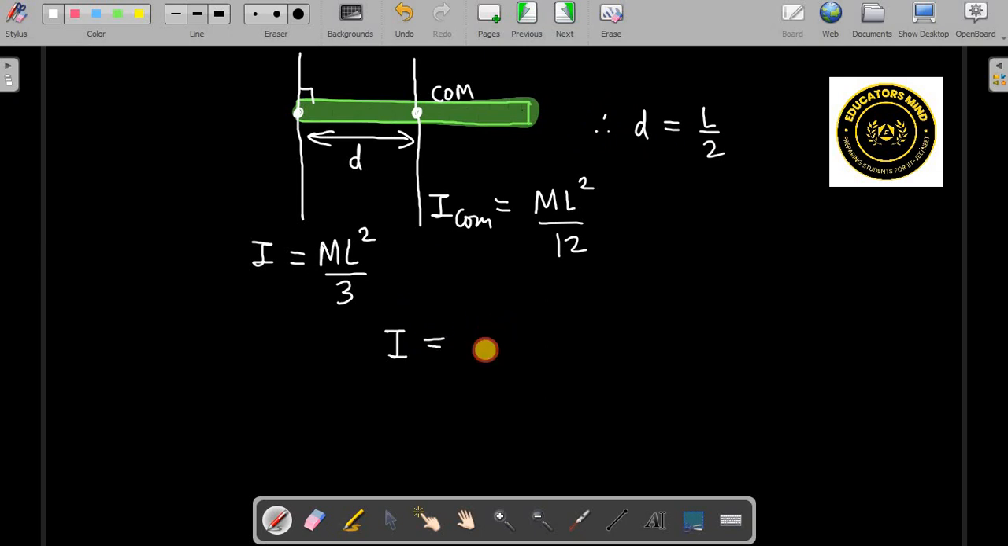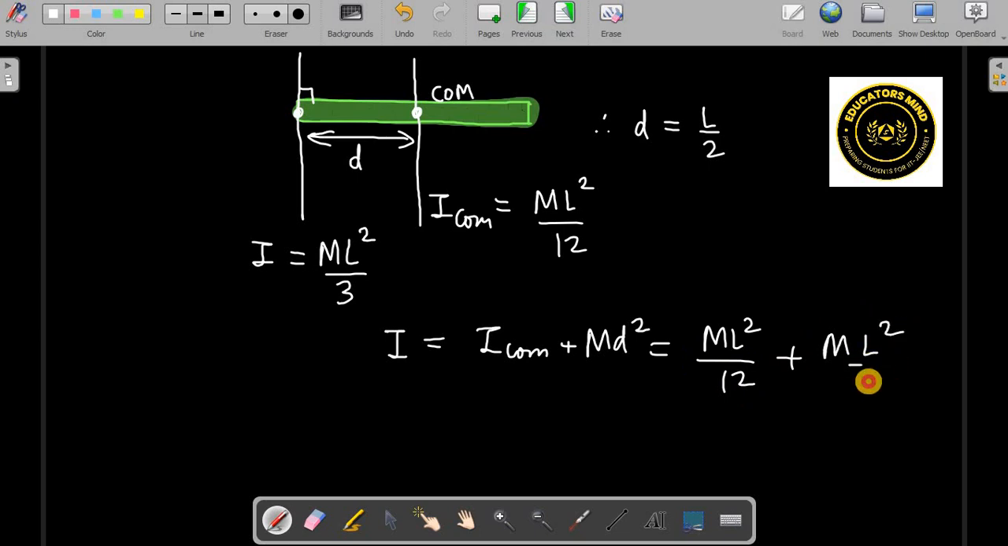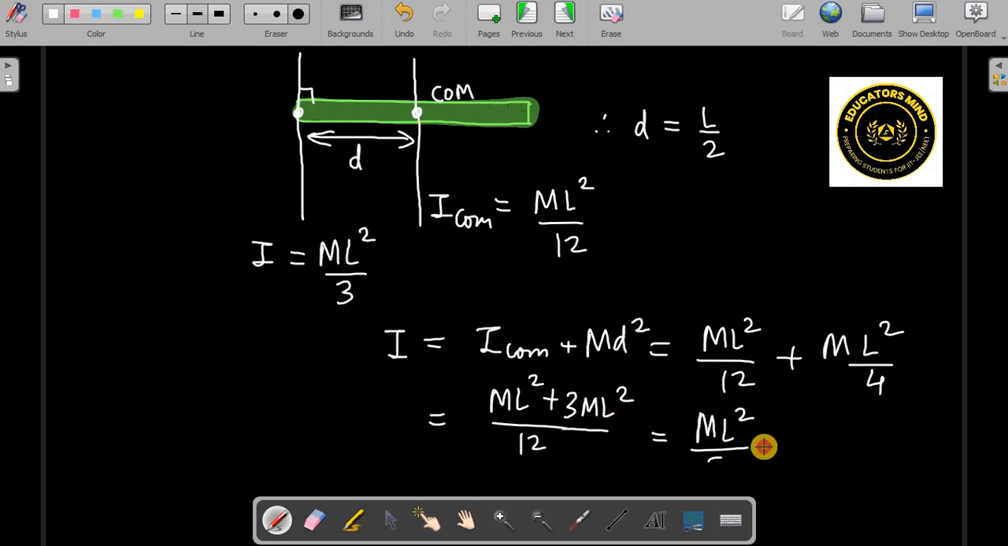So I will be I center of mass plus md square. Check this, ml square by 12 plus m L square by 4. So when you take LCM 12, it is ml square plus 3 ml square. So 4 by 12 will become 1 by 3, ml square by 3, right? So you can see that we have already got it. We can verify this, right?